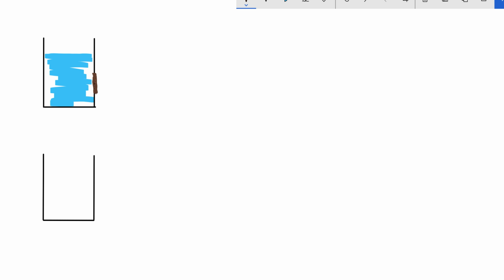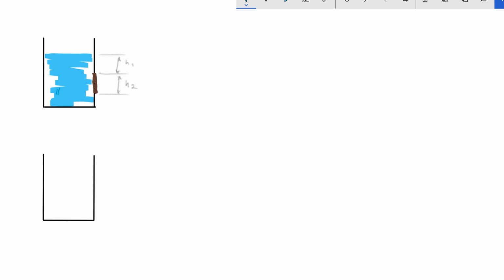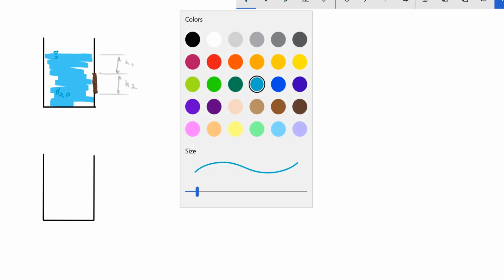Let's name it. I'm going to call this height H1, this height H2, and the liquid was water. This is the free surface.